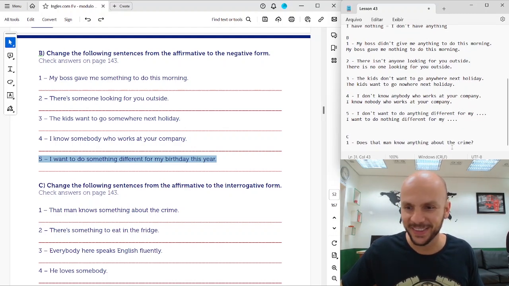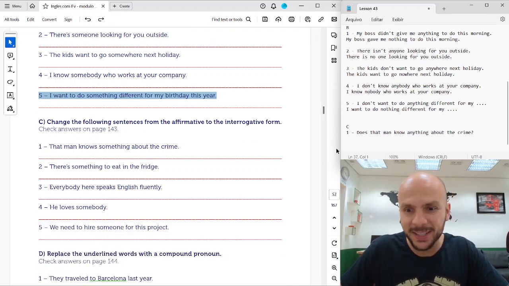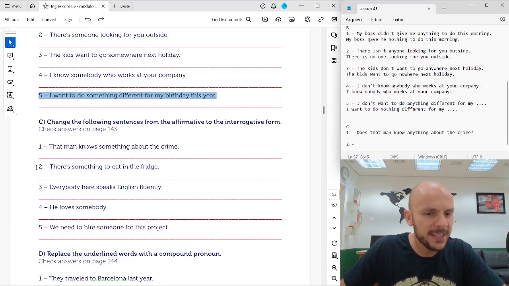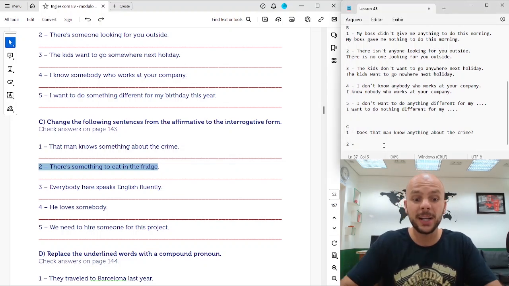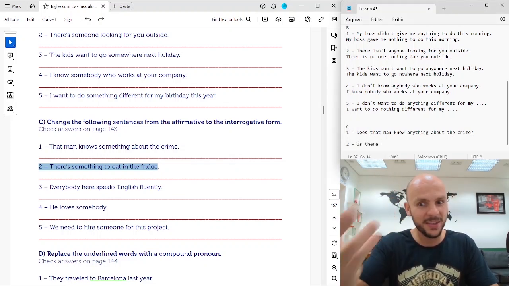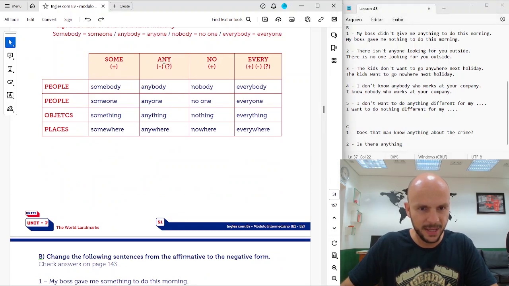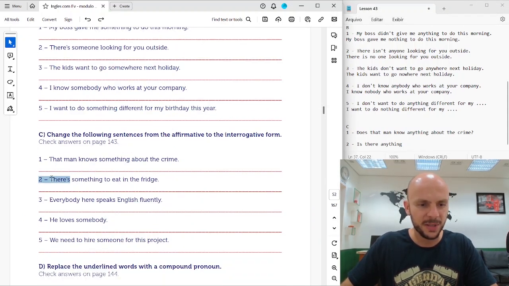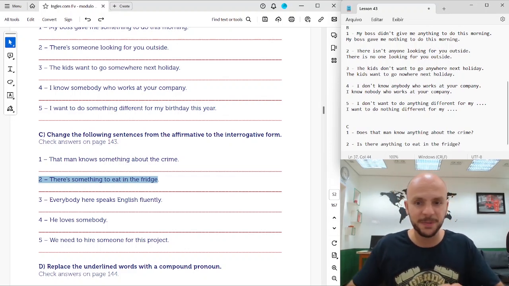Letter C. Change the following sentences from the affirmative to the interrogative. Number 2. There is something to eat in the fridge. Affirmative. There is something to eat in the fridge. Interrogative. Is there anything? Negative. Interrogative, any, okay? So number 2 here. Is there anything to eat in the fridge? Okay? Number 3.